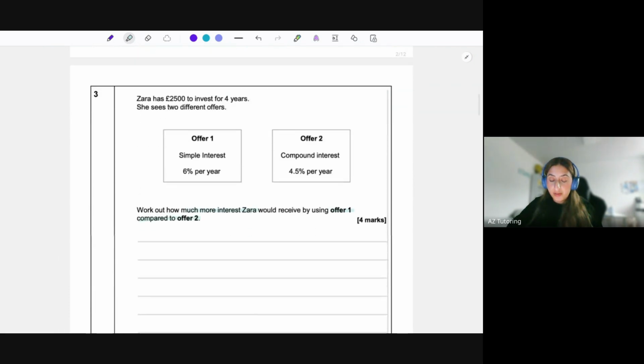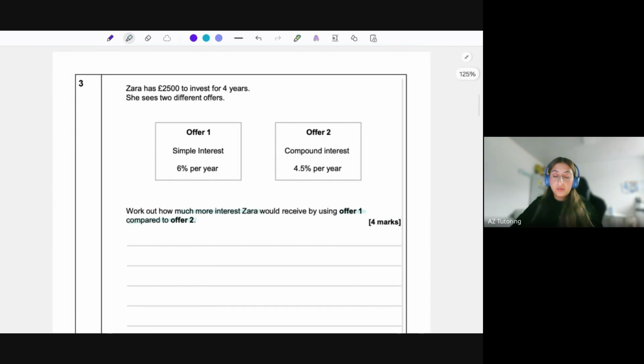Okay, so moving on to the next question. With simple interest and compound interest, let's see what's given to us. In this case, we're given the starting amount, so 2,500 is the starting amount, and we're given the number of years. So those two numbers are given to us.